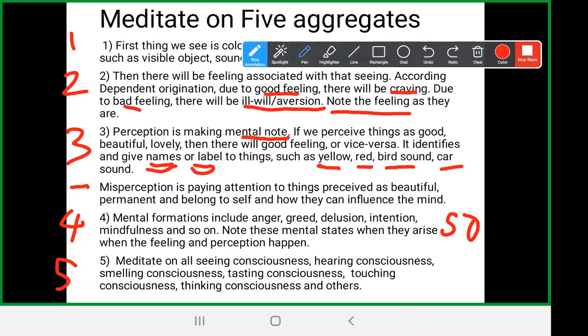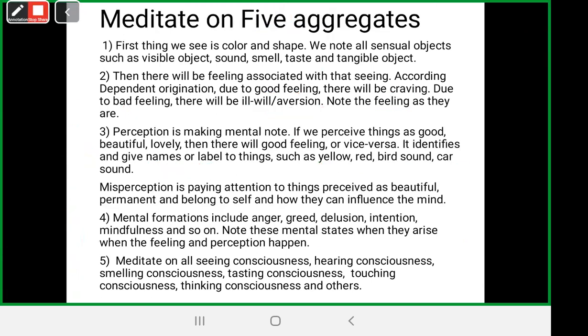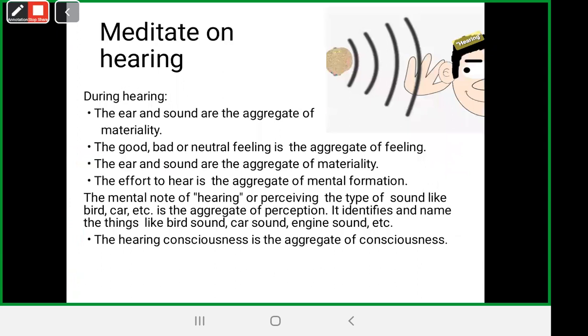All right. So this is how we should meditate on the 5 aggregates. In a short way, whatever is obvious, you just meditate on it. That is how you should meditate on the 5 aggregates. And this is another example. When you hear the sound, what should you do?